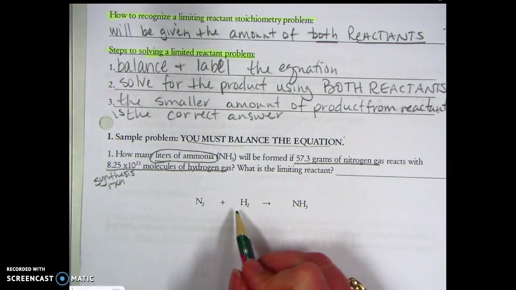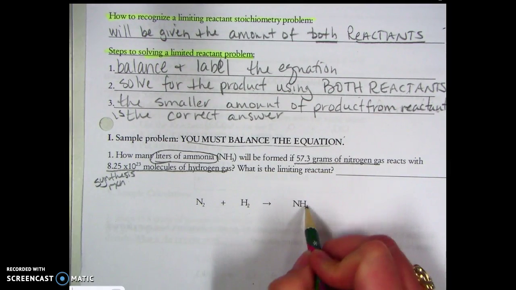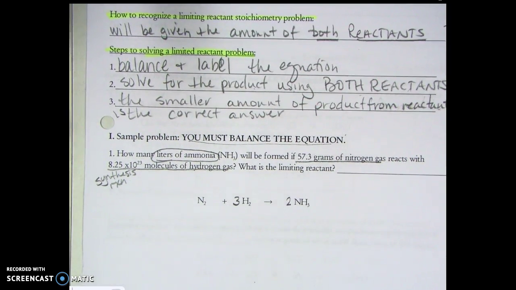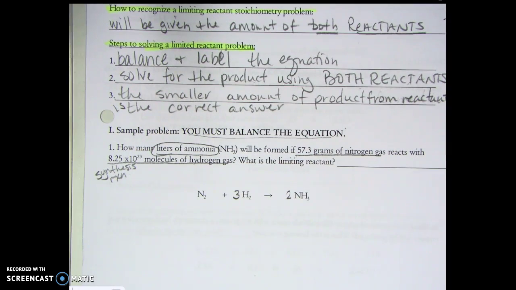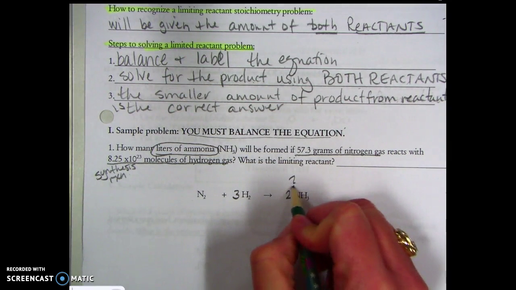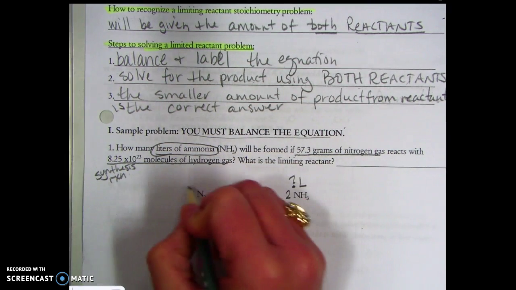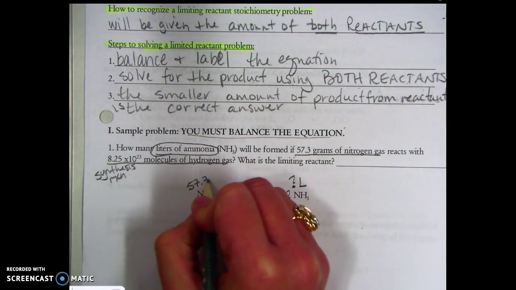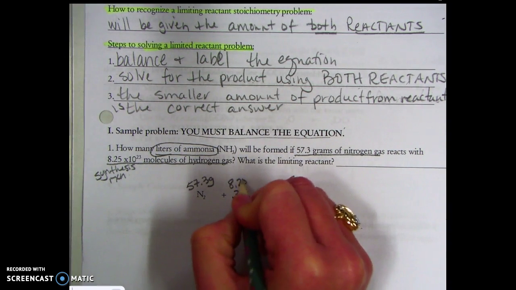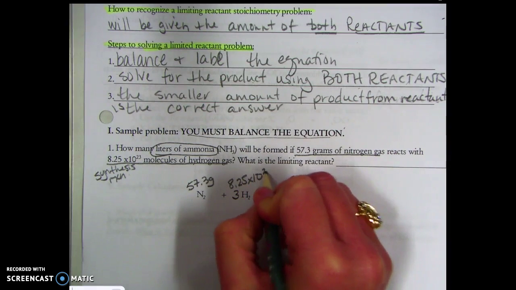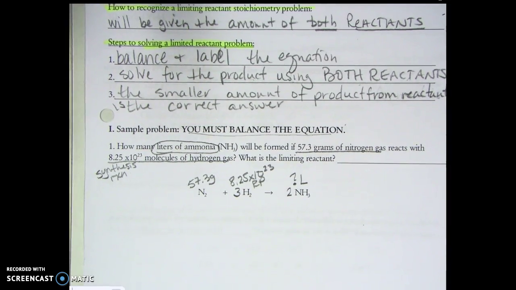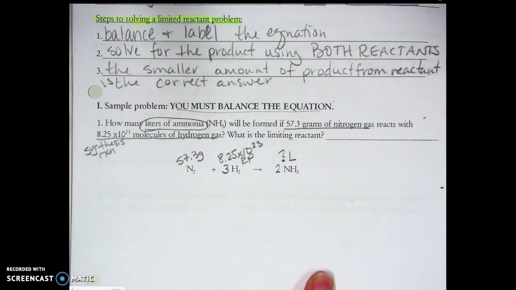Okay, so let's balance it. We're going to have to put a 2 here, a 3 here. All right, so we're going to do 2 stoichiometry problems. Let's label first. So question mark liters is 57.3 grams reacts with 8.25 times 10 to the 23rd representative particles. Okay, so make sure you are labeling.